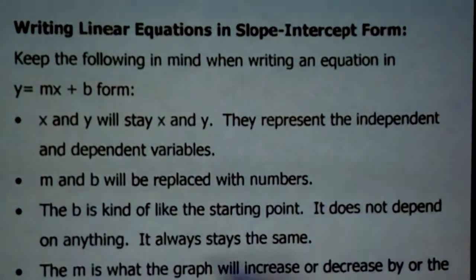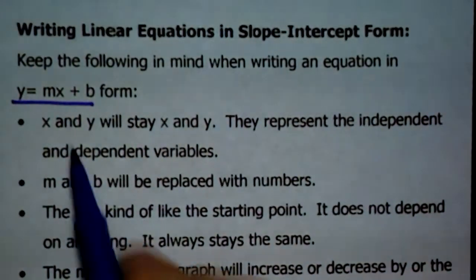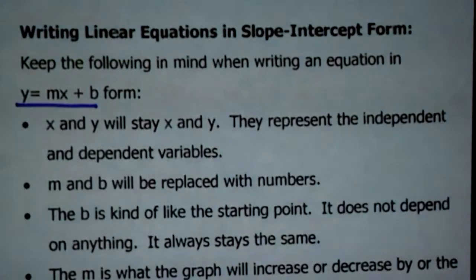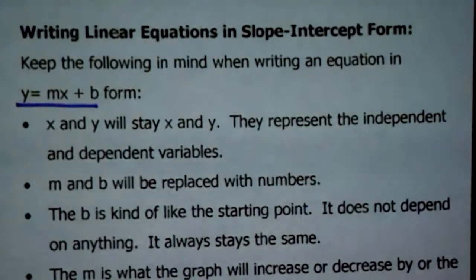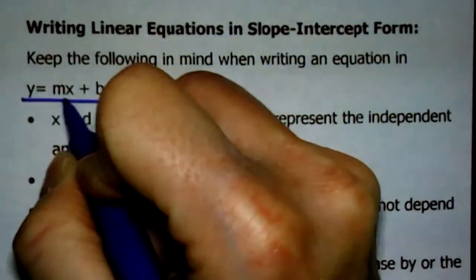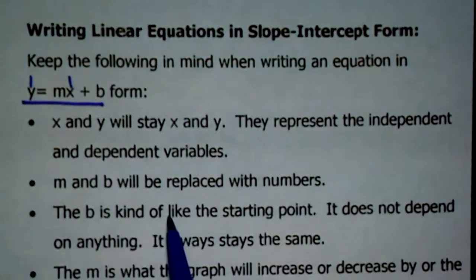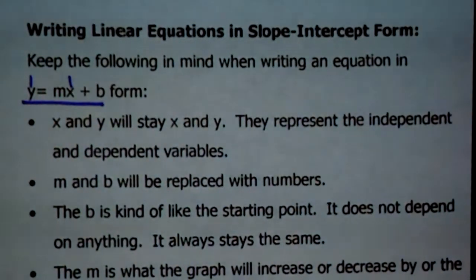First off, keep the following in mind when you're writing an equation in y equals mx plus b form. The x and the y are always going to stay x and y. They represent the independent and dependent variables. So in your equation, y and x should be there. You don't change them. The m and the b are going to be replaced with numbers. So when you write an equation for me, you're not going to see an m or a b. You're just going to see a y and an x, and the m and b are going to be numbers.